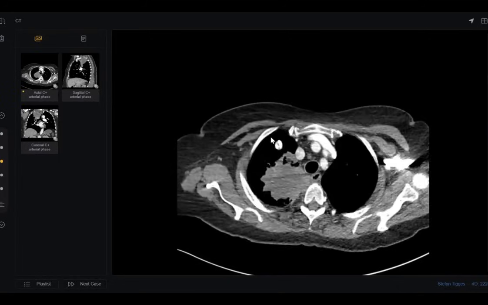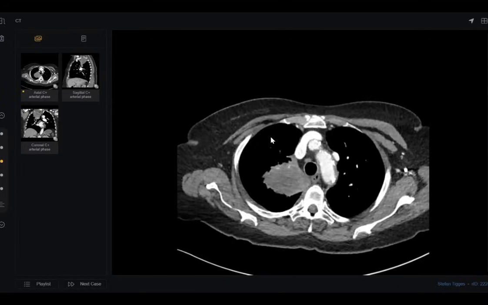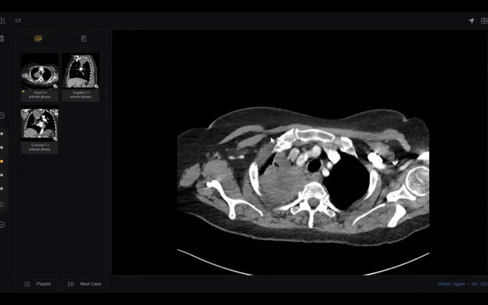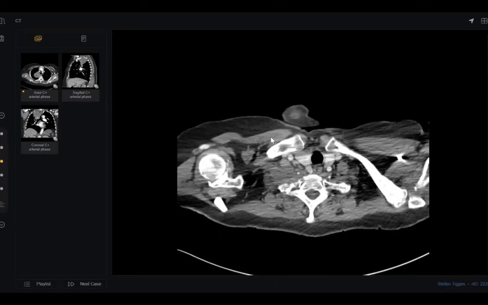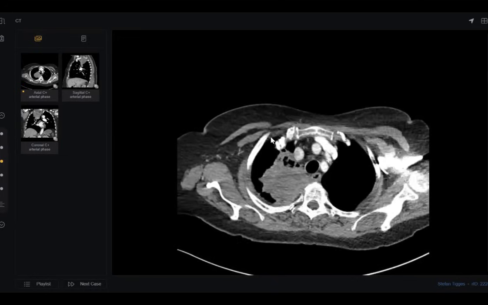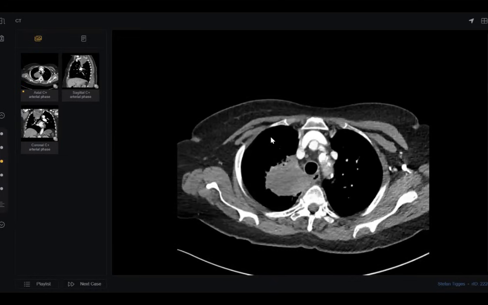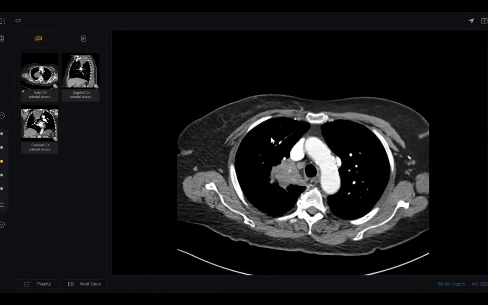How could you judge? In the arterial phase, assess the arteries. What happened to the arteries here? What is this? Follow this, please.